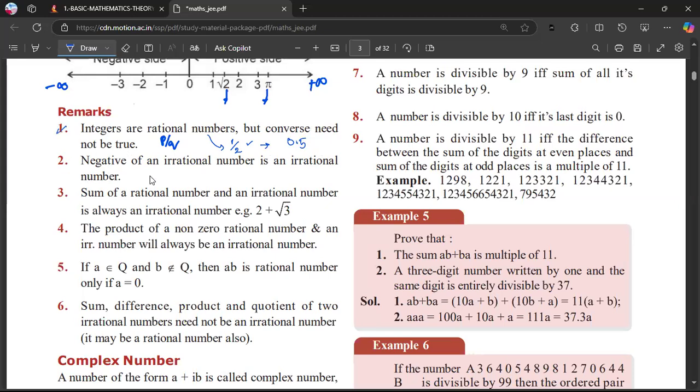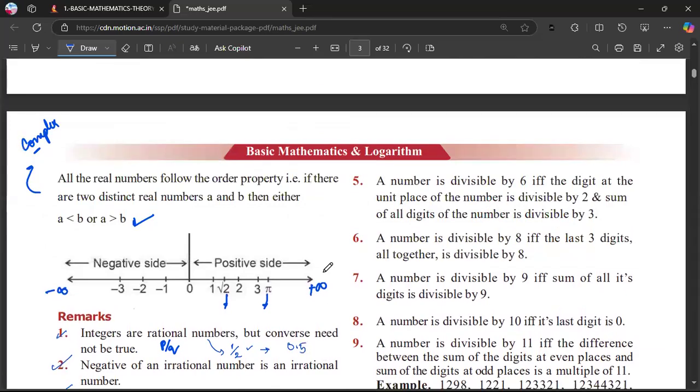Now coming to the second point, the negative of an irrational number is an irrational number. Okay. The sum of a rational number and an irrational number is always an irrational number. So I have an important property for you here. I'm representing rational numbers as R.